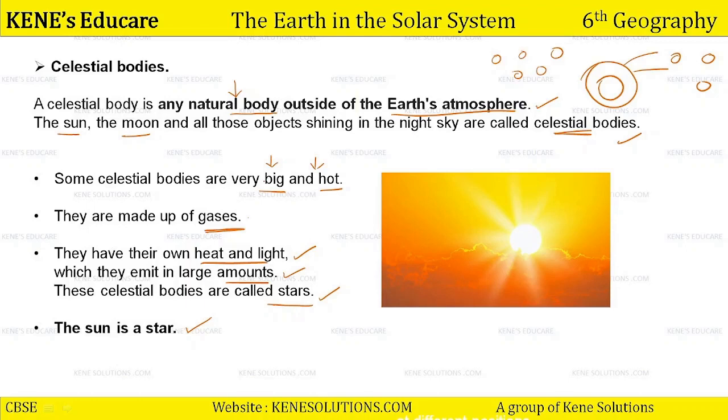Now, some celestial bodies could be big and hot. And they are sometimes and majorly made up of gases. Few have their own heat and light, few do not have their own heat and light. For example, stars. Stars have their own heat and light, just like the sun. Sun is also a star and it is the closest star to us. The star closest to Earth is the sun. Okay, and all the heat and light, all the energy we have, comes from the sun.